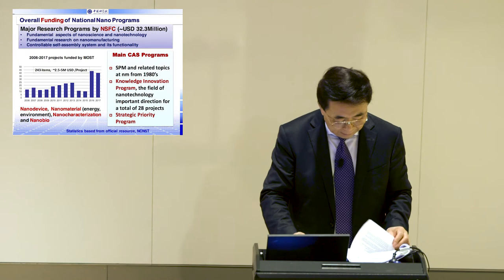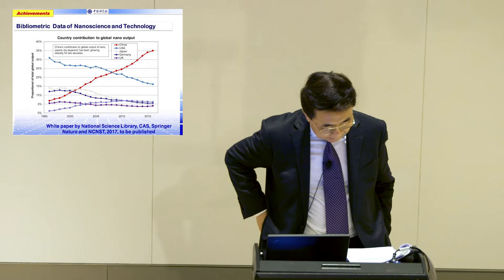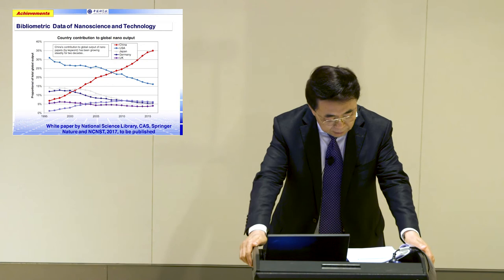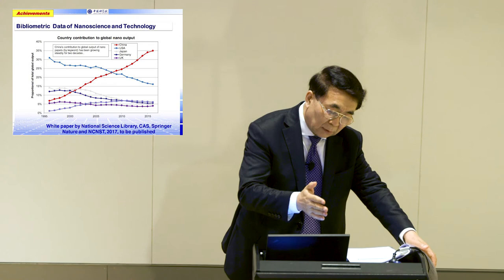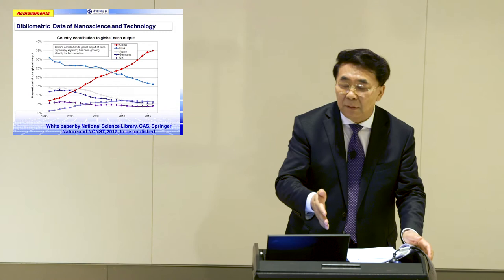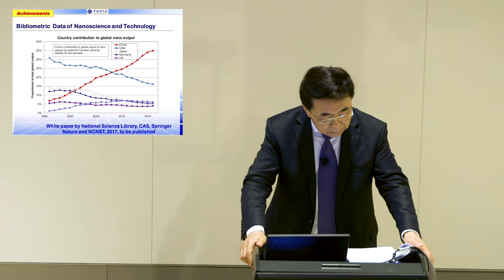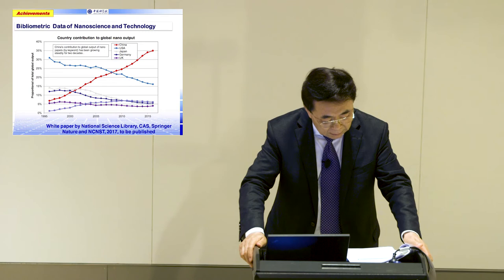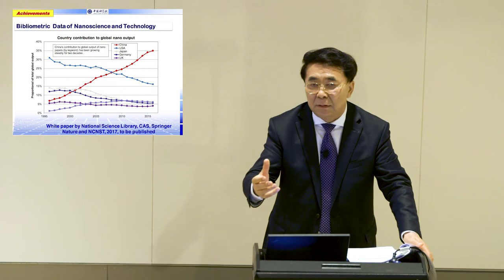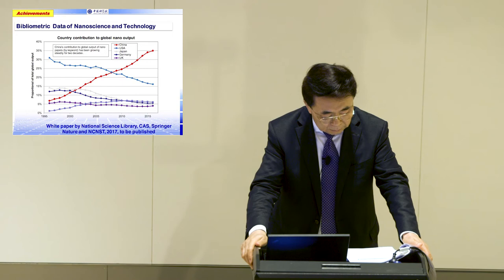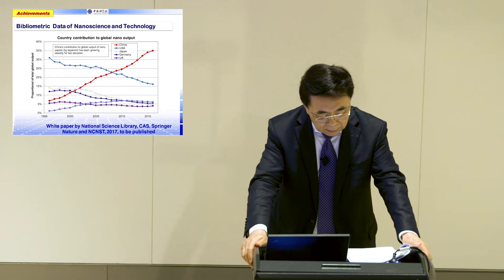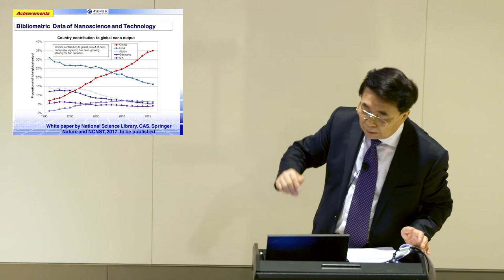This is statistics based on nano research by Nature China. This figure shows, on the y-axis, the proportion of the total global output published in the area of nanoscience and technology. It indicates China's contribution to the global output of nano papers, using the keyword nano and counting the number of papers in SCI. The publication output by Chinese scientists has grown steadily during the past two decades. The red line represents the papers published by Chinese scientists, which is growing.